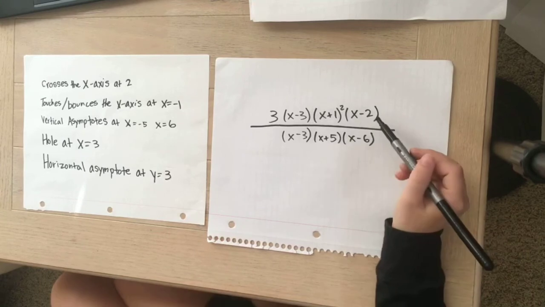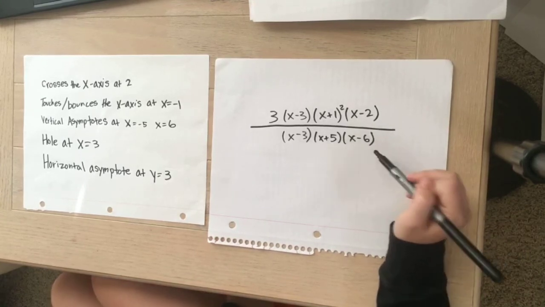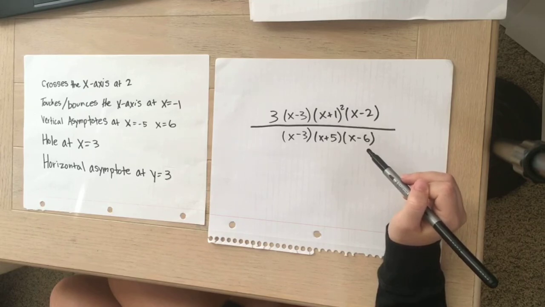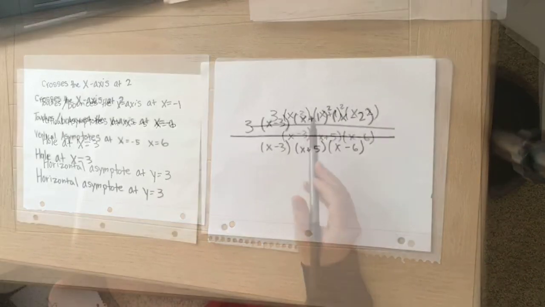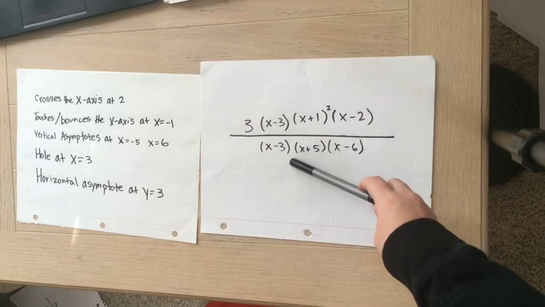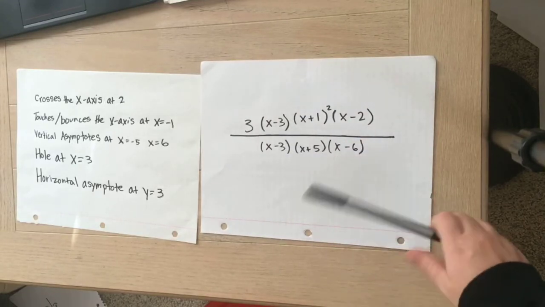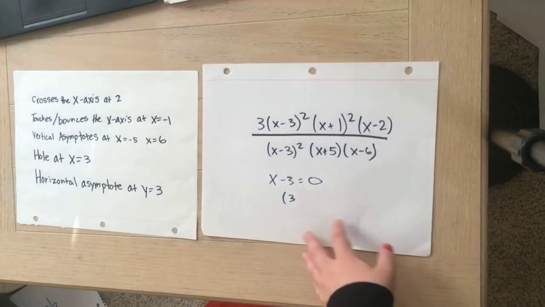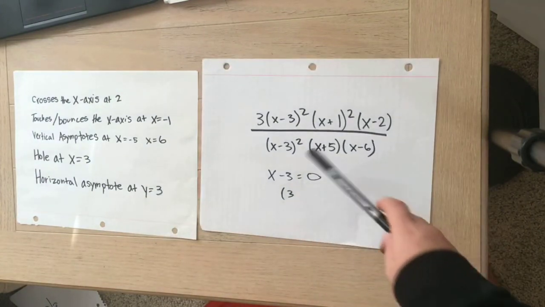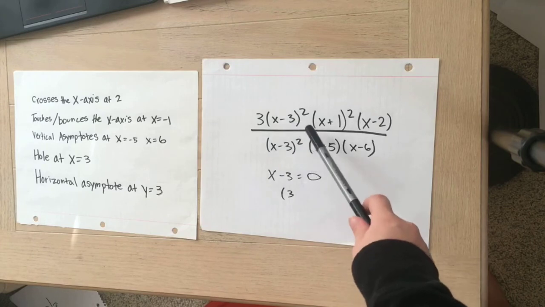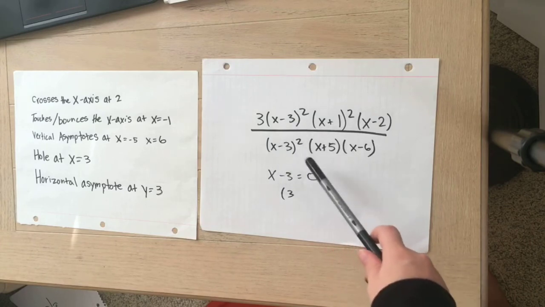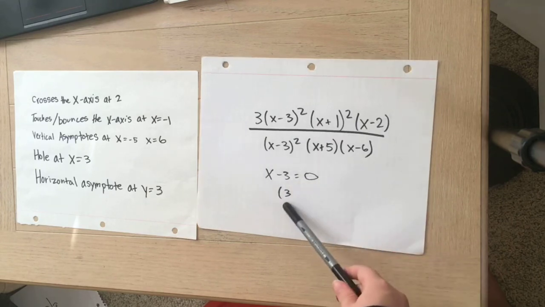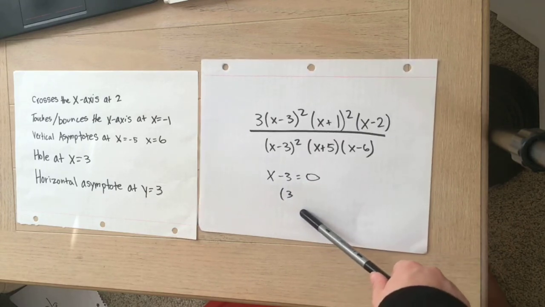So we can't make either of these squared because then the vertical asymptotes will not be correct. So we have to make these squared. So the new equation would be x minus 3 squared over x minus 3 squared, because those will cancel out, and it'll be x minus 3 equals 0, and the x coordinate of the hole will be 3.